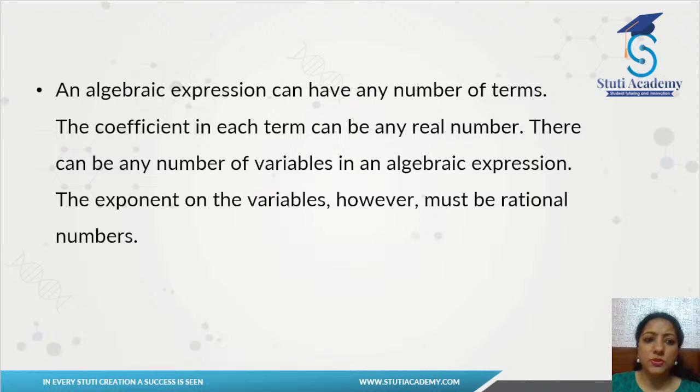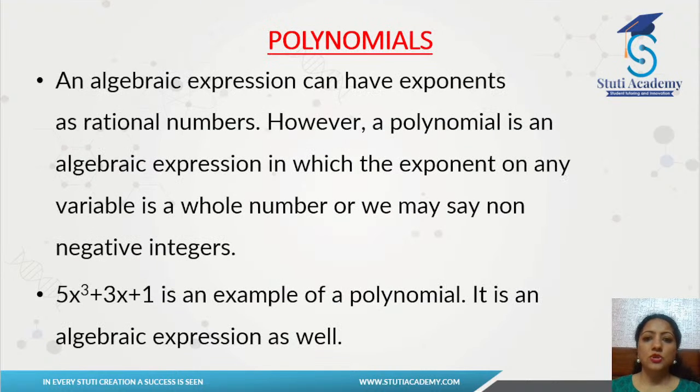Now, coming to the new concept which we'll be dealing with today, that's polynomials. So, polynomials are also algebraic expressions, but there's one small difference here. An algebraic expression can have exponents as rational numbers. However, a polynomial is an algebraic expression in which the exponent on any variable is a whole number, or we may say non-negative integers. Now, as I just told you, an algebraic expression can have the exponents on the variables as any rational number. But in polynomials specifically, the exponents must be whole numbers, only whole numbers.